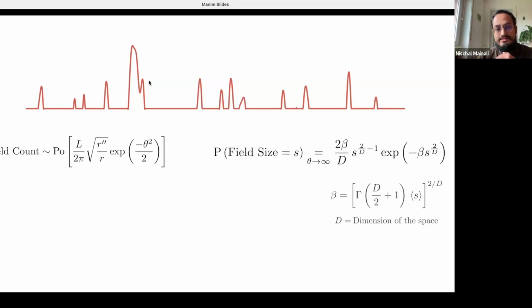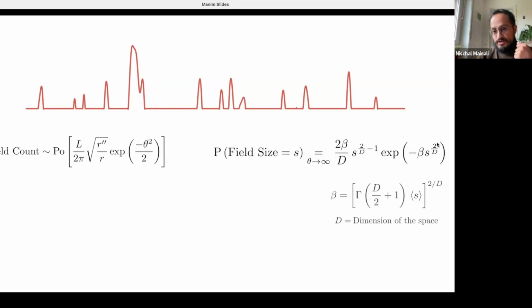Now, if we want to study the distribution of sizes, which is what we're more interested in, it gets a little complicated. There is no general expression for it, but assuming a large threshold, so assuming the threshold becomes very large, we can approximate the distribution of field size as this expression on the right.